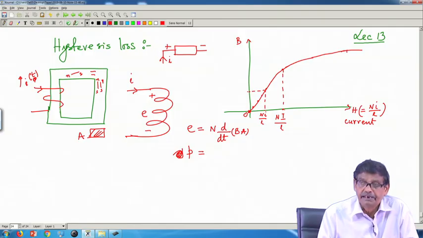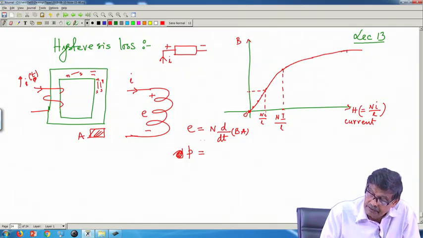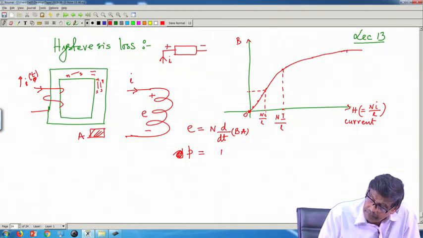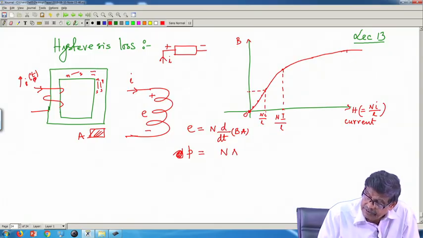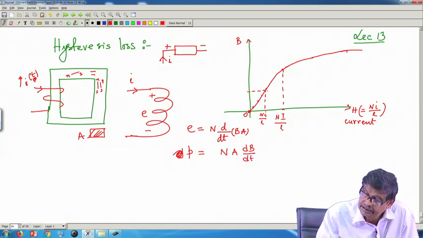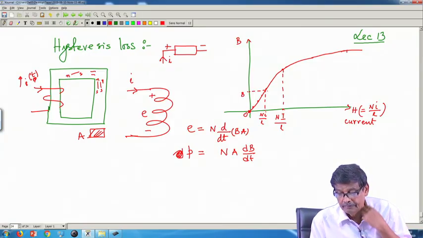Why dP? P, the instantaneous power absorbed by the coil, will be N, A is constant, dB dt. Why is A constant? A is the cross sectional area, B is changing. So, at any instant this is B. Okay. So, N A dB dt.